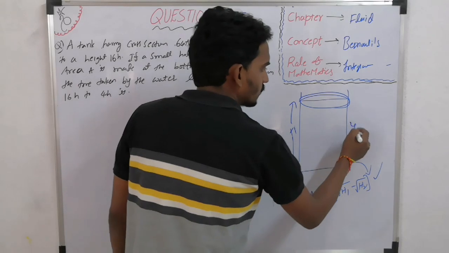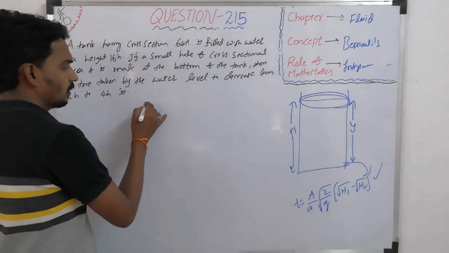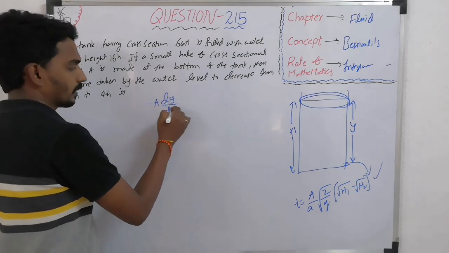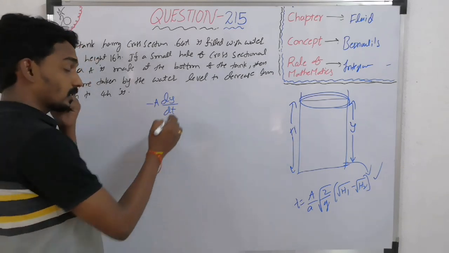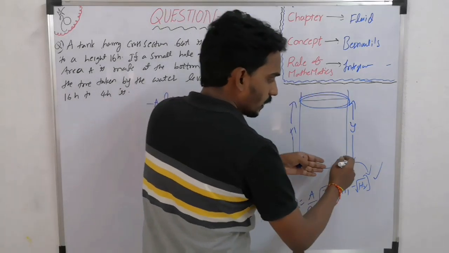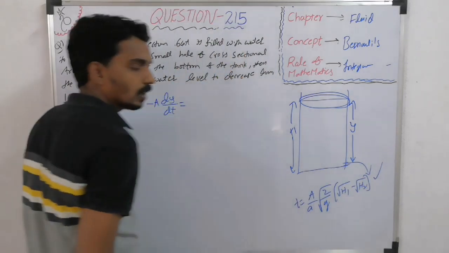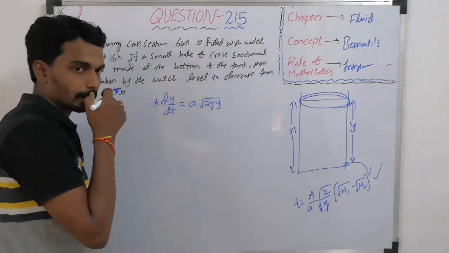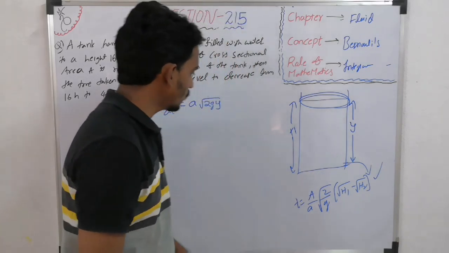Then at any instant, if you consider the height of the liquid y, the volume efflux is minus A dy by dt, because the y value keeps on decreasing, that's why minus. The volume is decreasing, and the same amount of volume will be coming out. What is the volume efflux through the hole? That is a under root 2gy, because the hole is made at a depth of y, so what is the speed? Under root 2gy.